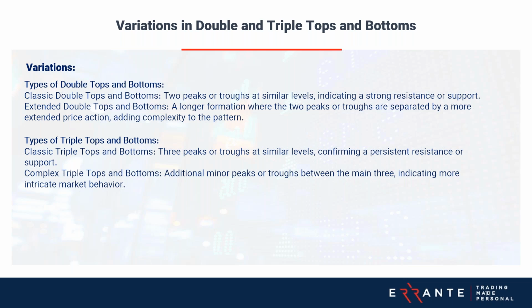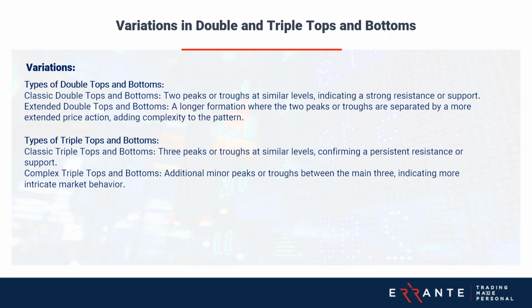Understanding this variation is key because the market doesn't always behave in textbook fashion. Recognizing when a pattern is forming but deviates slightly from the norm can help us stay alert and avoid hasty decisions. And now let's talk about a common pitfall for many traders. We call it bull traps and bear traps. These are essentially false signals that occur when the price action appears to confirm a pattern, but then reverses sharply, trapping traders who entered prematurely.